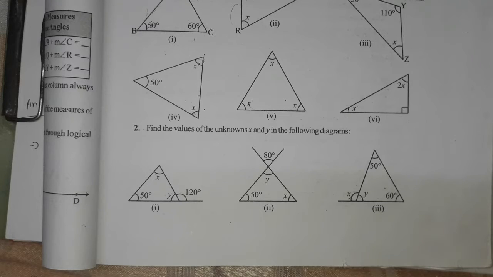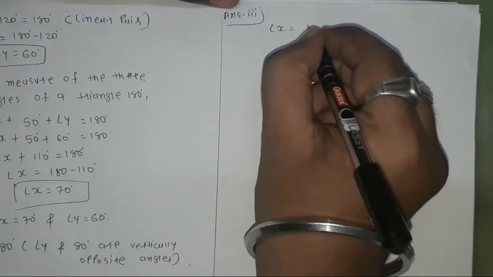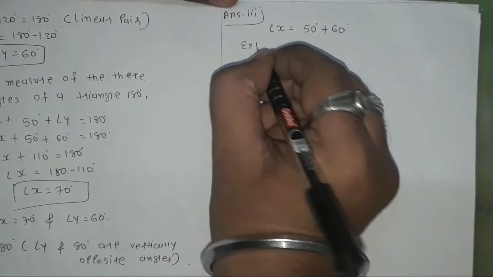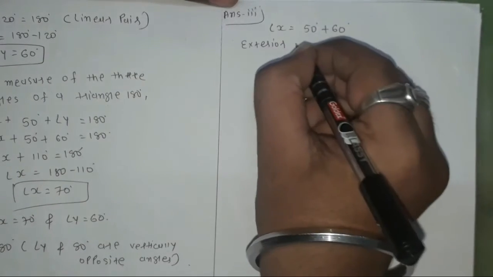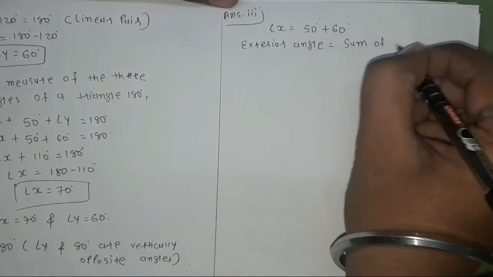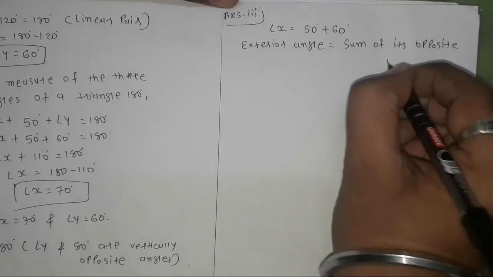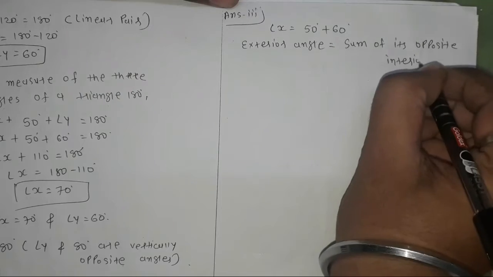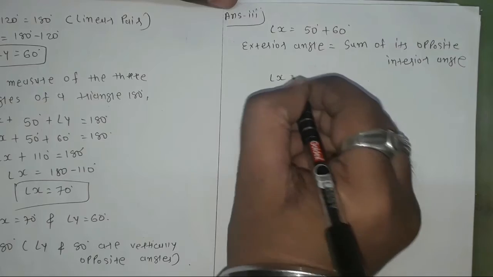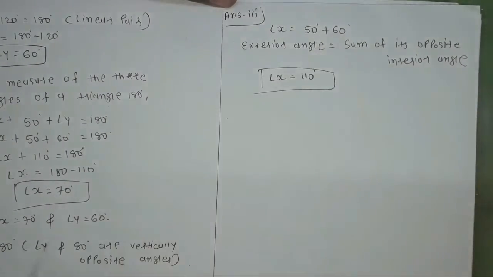So for that, here we can write angle x is equal to 50 degree plus 60 degree, and here we can write exterior angle is equal to sum of its opposite interior angle. Here exterior angle is angle x. So angle x is equal to 50 degree plus 60 degree, will get 110 degree. So value of angle x is 110 degree.